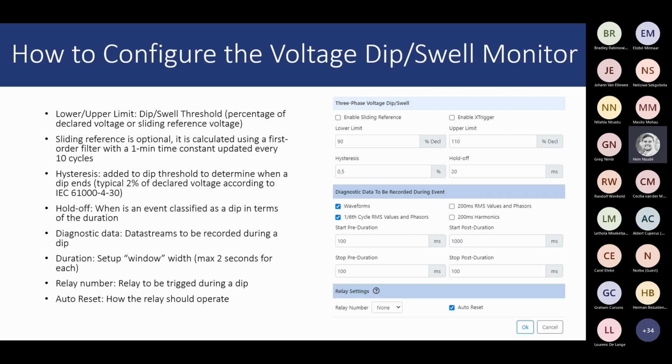Okay, now this, as I said earlier, is a number of data streams that can be recorded as additional data during an event. You have the voltage and current waveforms. You get the 6-cycle RMS values and phasors, so it's not just the magnitude, but the phasors, or angles, as well. Then the 200 millisecond block harmonics. These you can also enable for additional information.